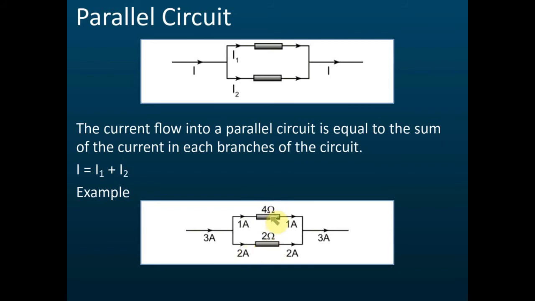And this 4 ohm, the resistance is 2 times higher than this one, right? Then the current is half of this. If it's 3 times higher, then the current will be 1/3 of this. That's the factors that affect. So the higher the resistance in the parallel circuit, the lower the current. The lower the resistance, the higher the current. But these two add together, you will get 3 ampere. 1 plus 2, 3 ampere.